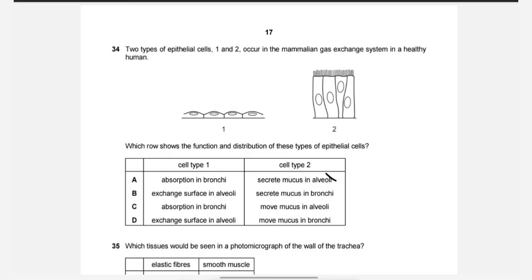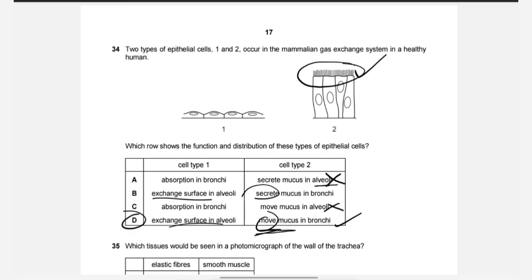We do not have secretion of mucus in the alveoli, at least not in the alveoli, maybe in the bronchioles and the bronchus, but there's no mucus being secreted in the alveoli. Move mucus in the alveoli. Again, we don't put mucus and alveoli in the same sentence. So here it says move mucus in the bronchus. It moves mucus because of these cilia hairs, and exchange surface in the alveoli. I would take D to be our answer, because the cell type 1 is the same for B. So the only defining part was secrete or move.